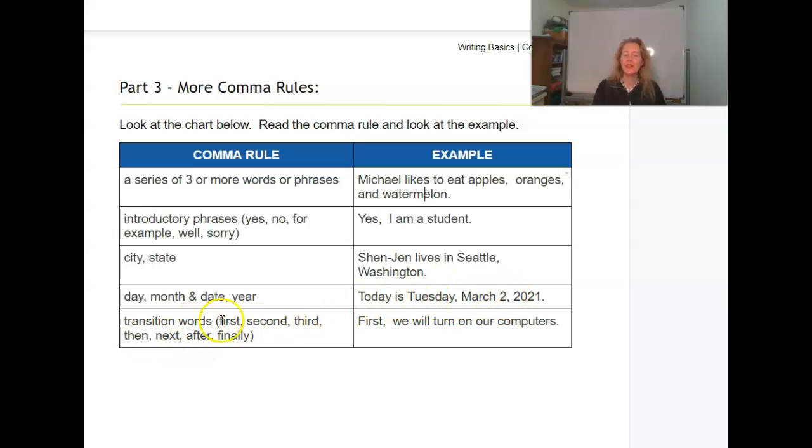And finally, we know this one, transition words, first, second, third. And so all these transition words, you have a comma. First, we will turn on our computers. So put a comma after those transition words. So you're going to practice in the next practice on your Canvas page.